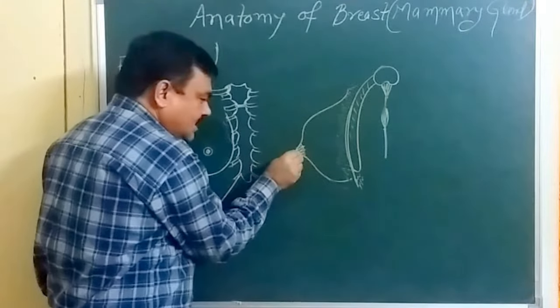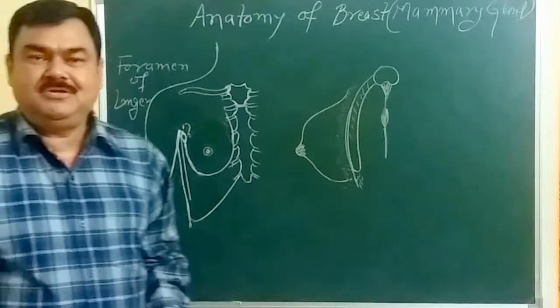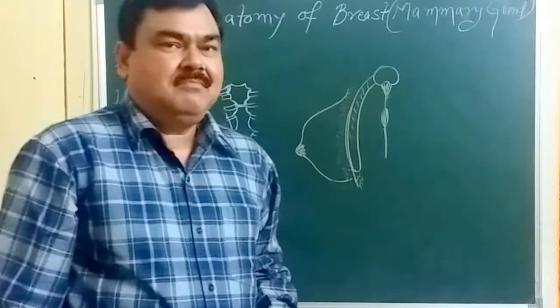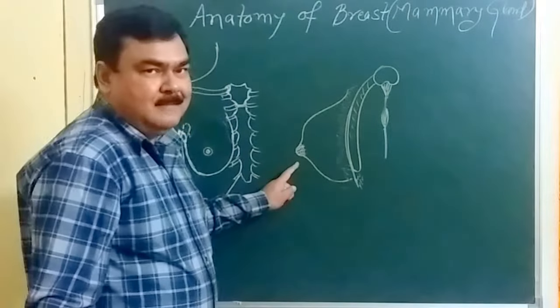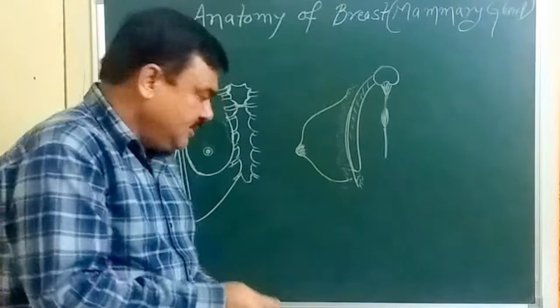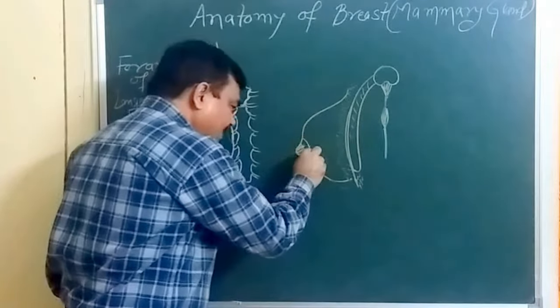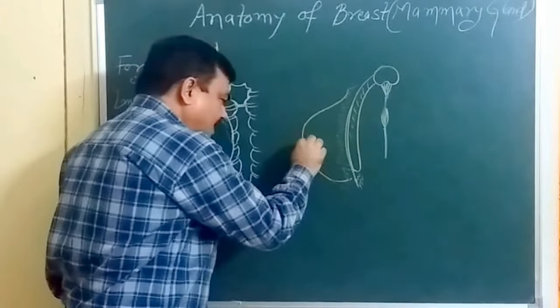These are numerous, 15 to 20 lactiferous ducts. These lactiferous ducts pierce the nipple, and this nipple is surrounded by pigmented skin, that is the areola. This part is the areola.